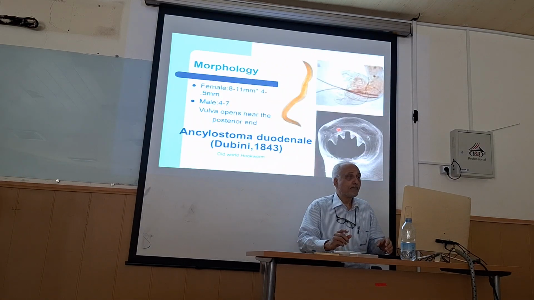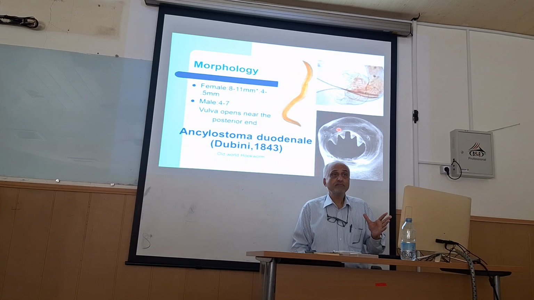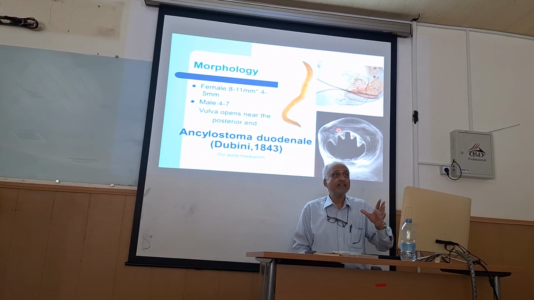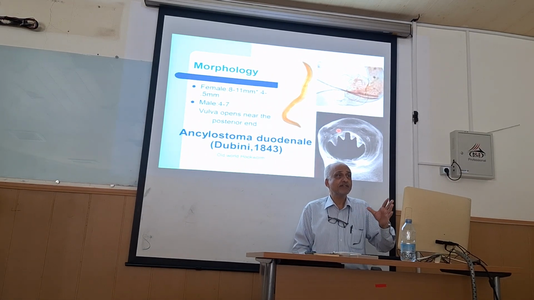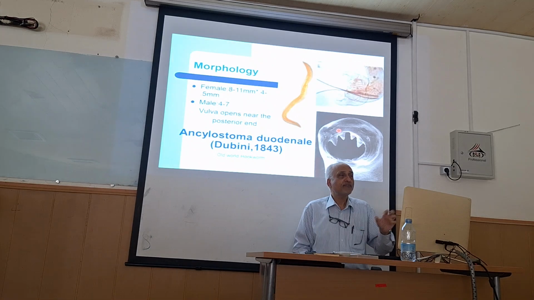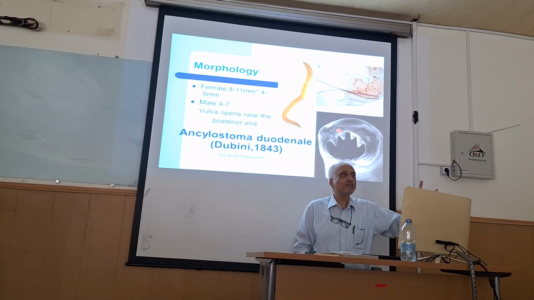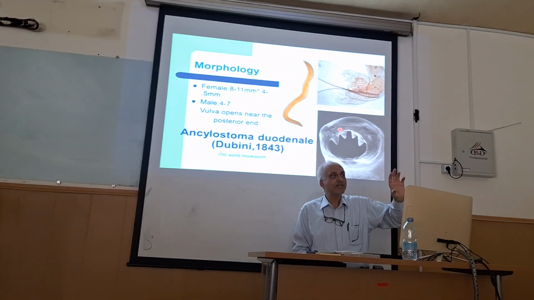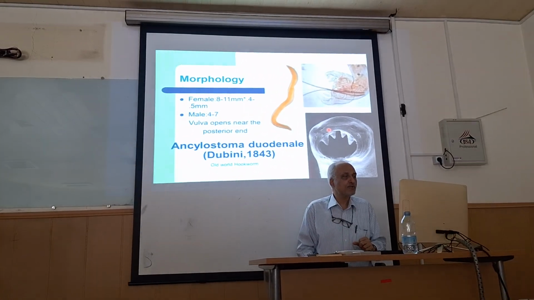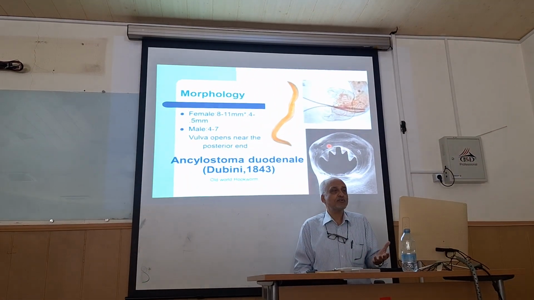In morphology, I talked about the anterior end and posterior end. Concerning the size, both of them are around 1 centimeter in length, with Necator americanus a bit smaller than Ankylostoma duodenale.